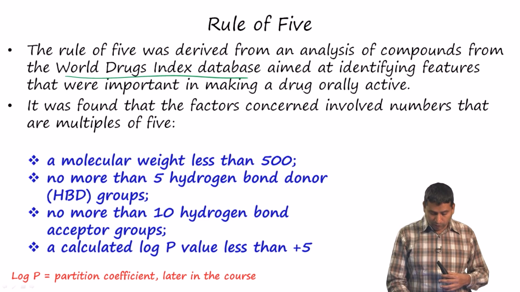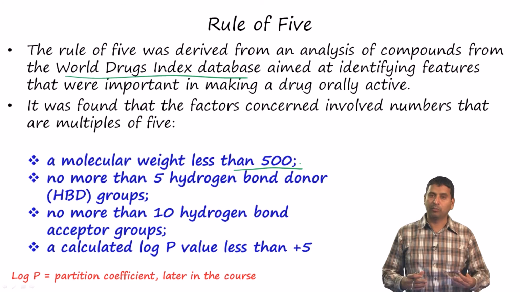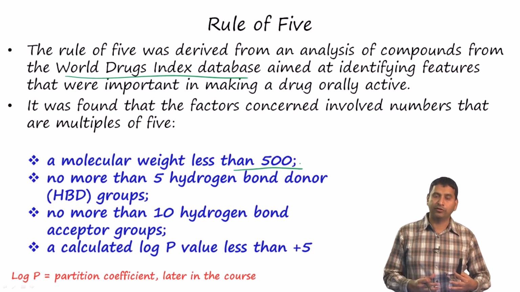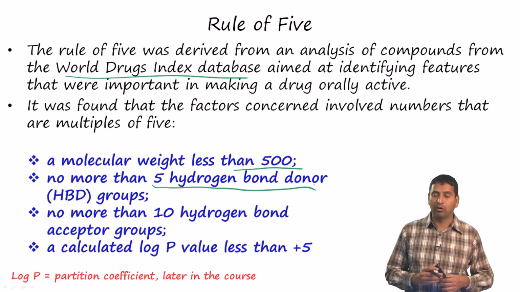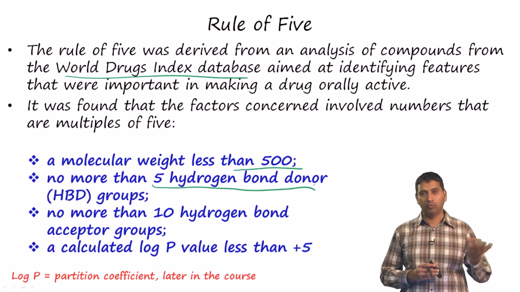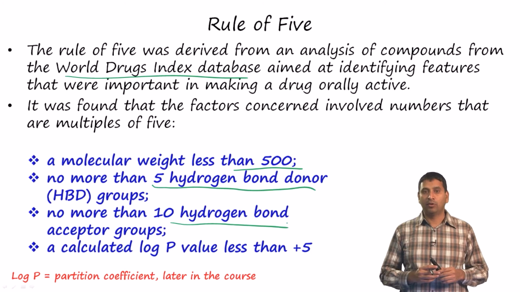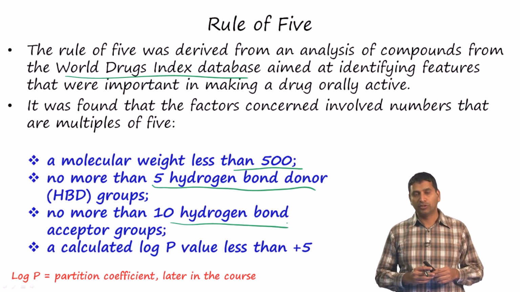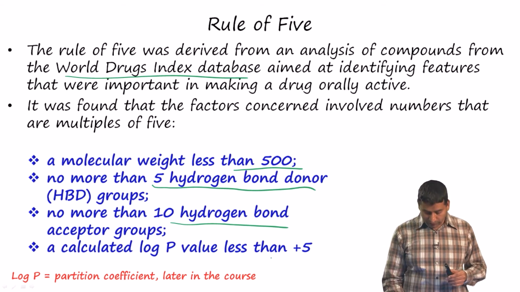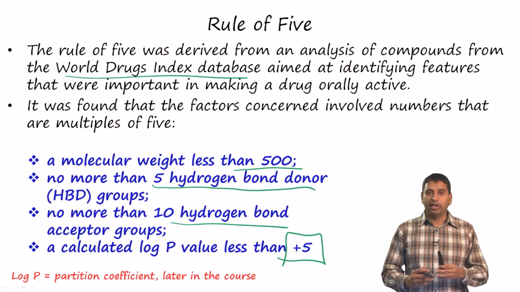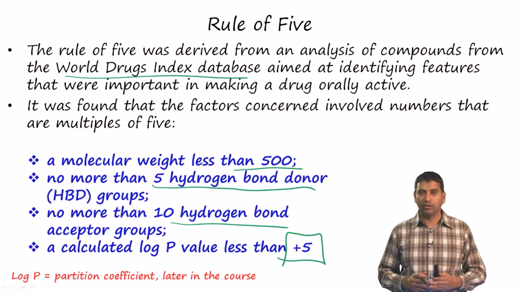So, one of the things was molecular weight less than 500, although we just discussed that molecular weight is not super important, but it is one of the common features of this analysis. And then not more than 5 hydrogen bond donor groups. We have already looked at in detail what hydrogen bond donor groups are. Then not more than 10 hydrogen bond acceptor groups, and there is also a calculated log p value of less than plus 5. So, keep this concept in your mind. We shall come back to log p values subsequently in the course.